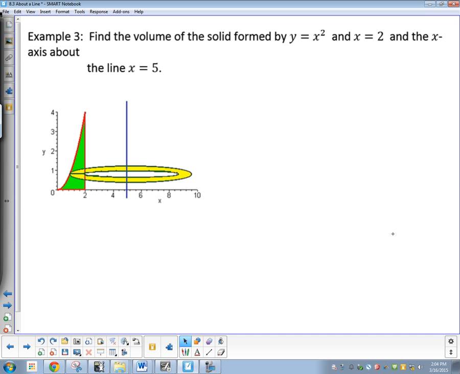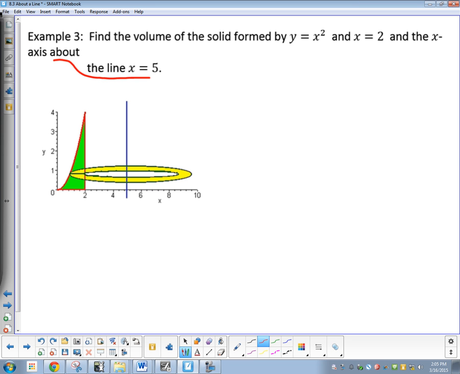Okay, so for the backside on number 3, it says find the volume of the solid formed by y equals x squared and x equals 2, and the x-axis about the line x equals 5. Okay, I don't like how that's worded because I feel like we're getting kind of confused, but going about that line means that's the line we're rotating around.